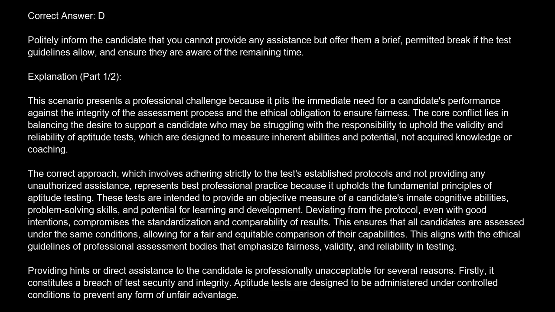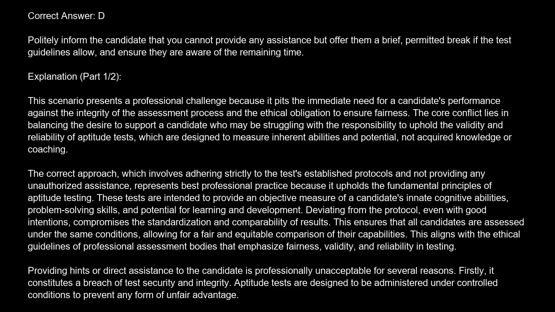Explanation. This scenario presents a professional challenge because it pits the immediate need for a candidate's performance against the integrity of the assessment process and the ethical obligation to ensure fairness. The core conflict lies in balancing the desire to support a candidate who may be struggling with the responsibility to uphold the validity and reliability of aptitude tests, which are designed to measure inherent abilities and potential, not acquired knowledge or coaching. The correct approach, which involves adhering strictly to the test's established protocols and not providing any unauthorized assistance, represents best professional practice because it upholds the fundamental principles of aptitude testing.